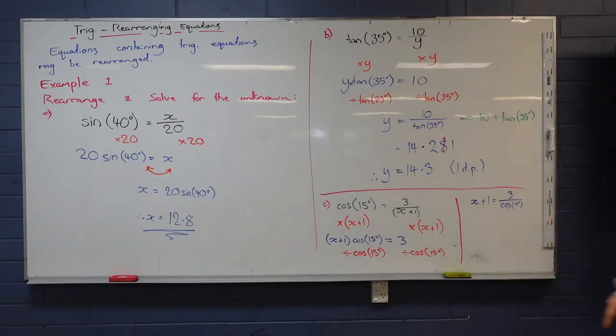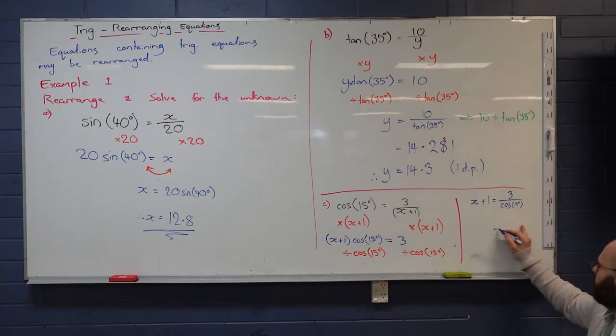So we get something that looks like this. Now, there's one more thing we need to do. If you want, you can put this in your calculator here, and then you can subtract a 1, or you can do it all in one big go. I prefer doing it all in one big go, because I only reach for my calculator once in a question.